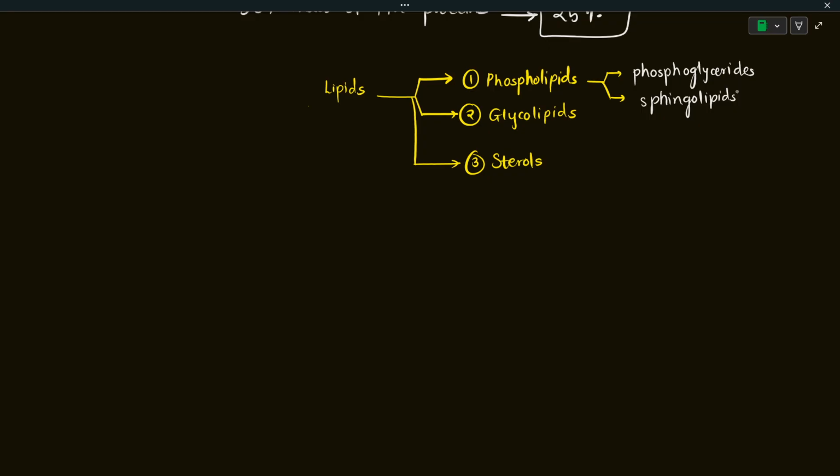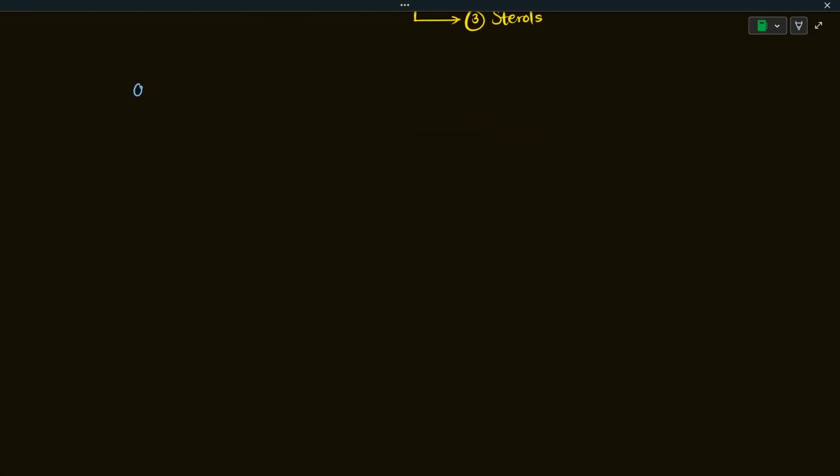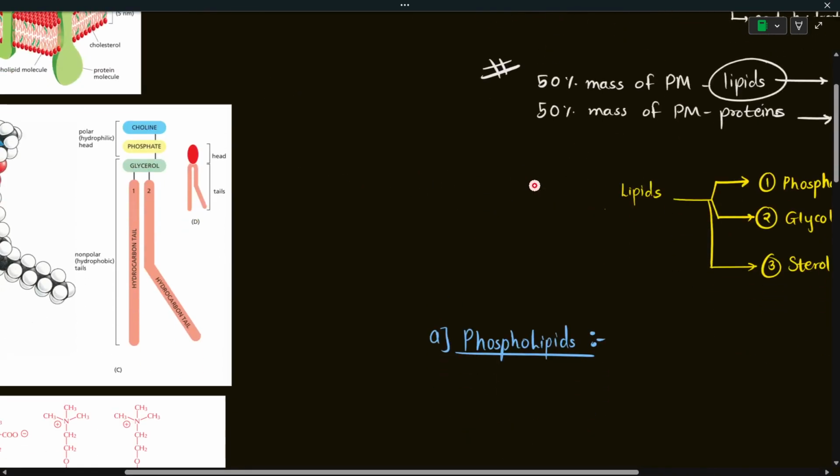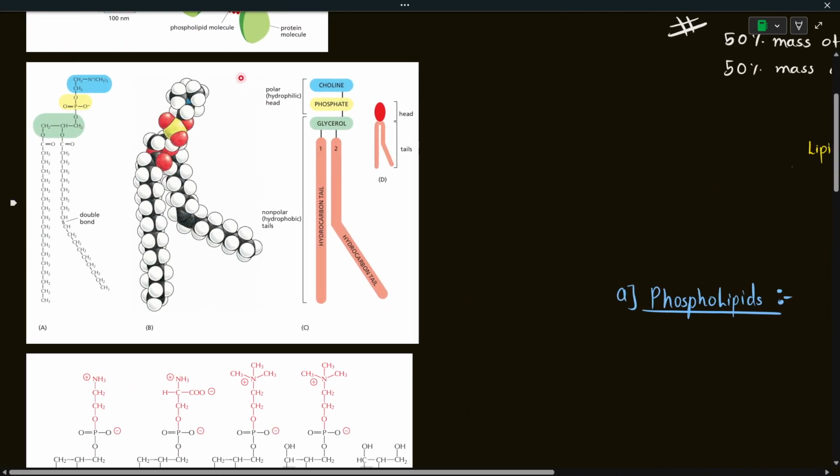Okay, so let's learn about all of those different lipid molecules that are present in our plasma membrane in detail. So the very first one is phospholipid. So let me show you the molecular structure of phospholipid. This is a phospholipid molecule. This is actually phosphatidylcholine. So it is a phospholipid. Here you can see it has, as discussed in last class, the lipid has a polar head group as well as a non-polar tail group.